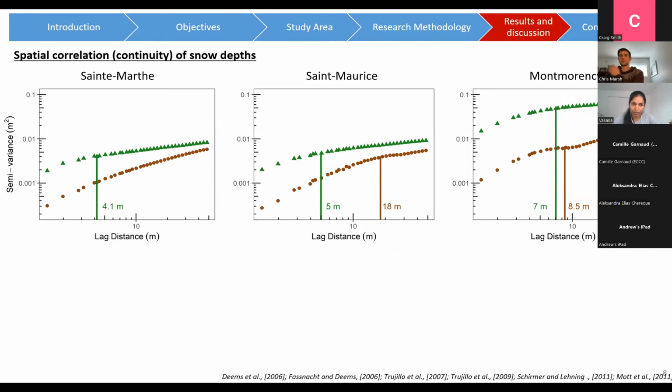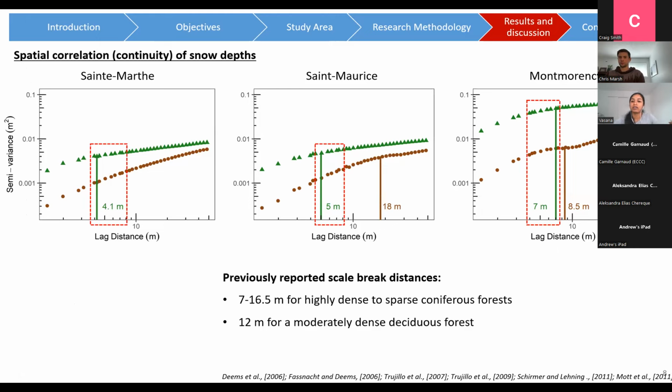The spatial correlation analysis with the variogram analysis shows that in all the forested environments, the semivariance is higher. That means the higher spatial variability of the snow cover is observed in all the forested environments, the highest being in the boreal environment in Montmorency. As well, these three forested environments show scale break distances less than 10 meters, which is in accordance with the previous values reported by the airborne laser LiDAR surveys in similar environments in alpine environment.